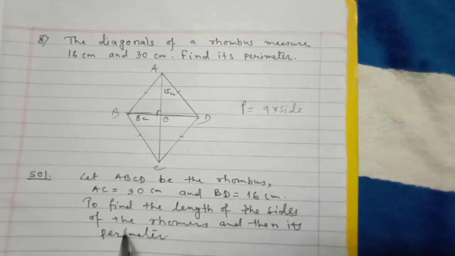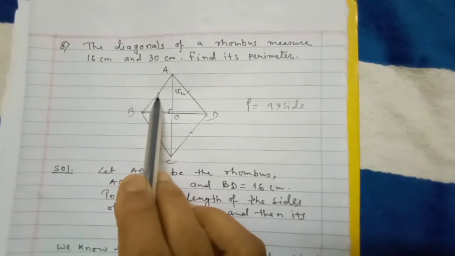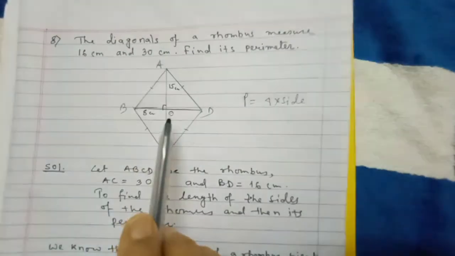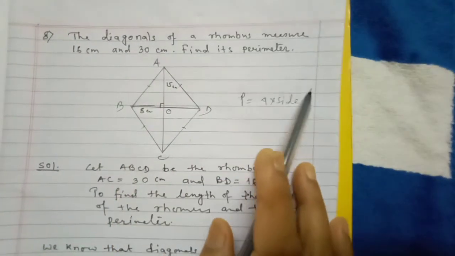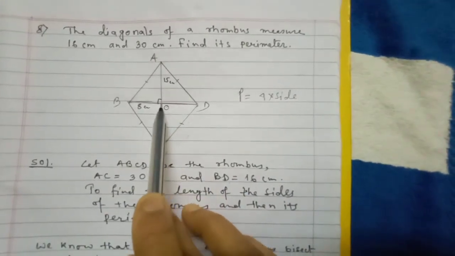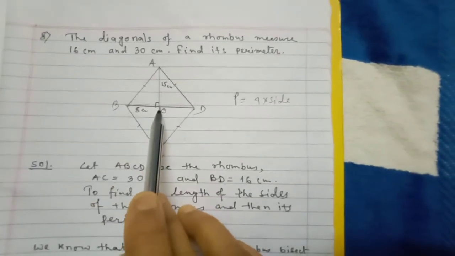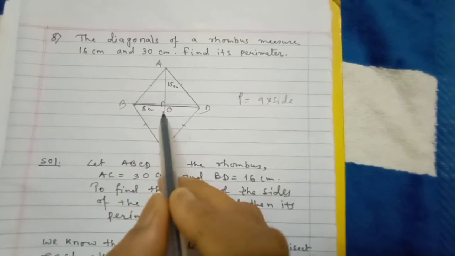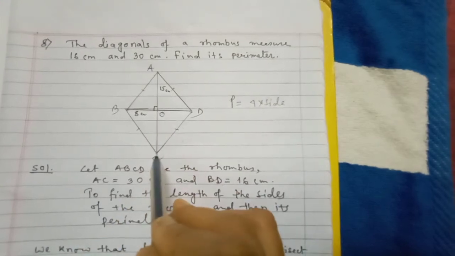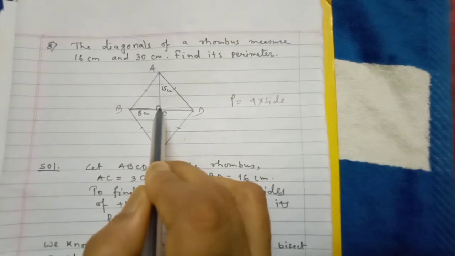To find the length of the side of the rhombus, first of all you have to find the length of the side of this rhombus, and then you have to find the perimeter. One important thing in a rhombus is that diagonals of a rhombus bisect each other at right angle. Bisect each other means where these two diagonals meet, it will be the midpoint of the two. That means OB is equal to OD and OA is equal to OC, and they intersect each other at a right angle.